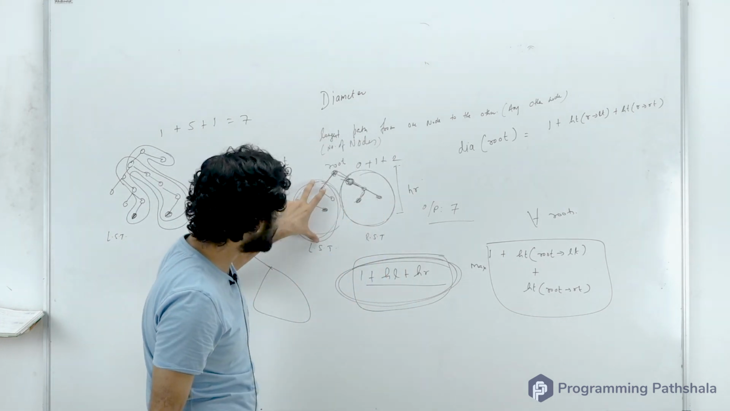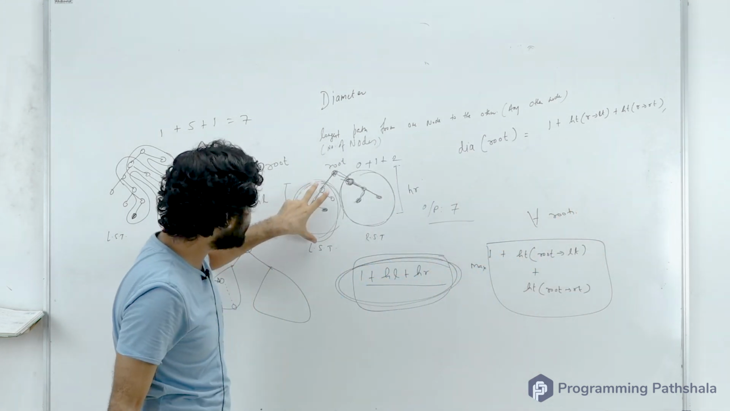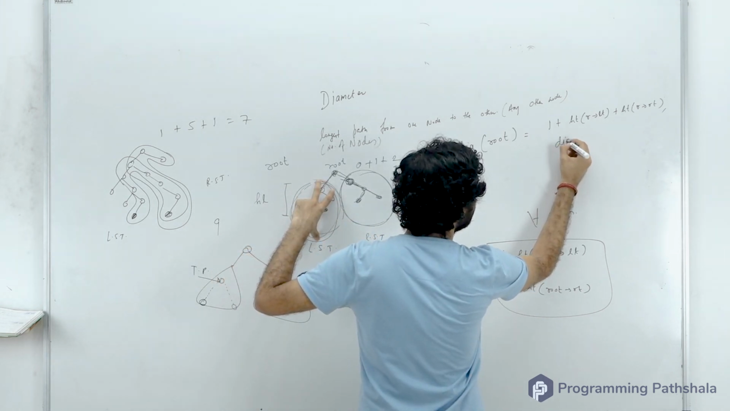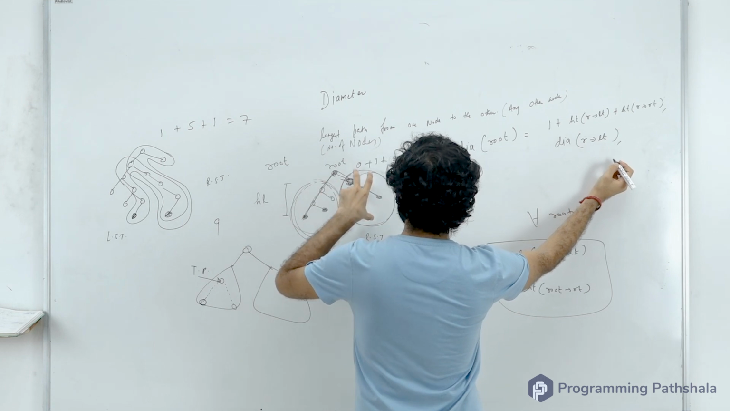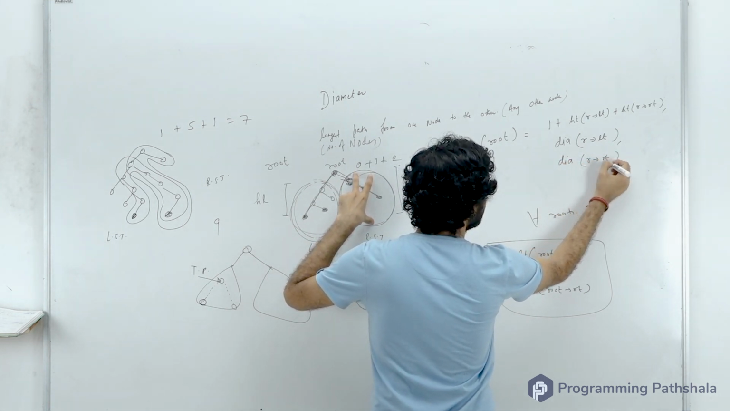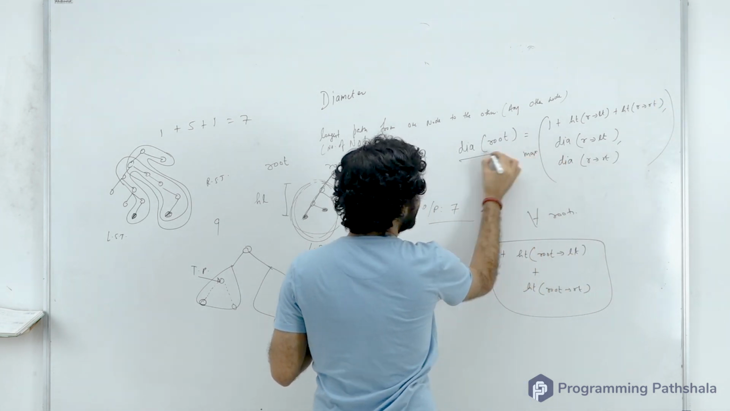So how do I write my second option? This was my first option. My second option would be the diameter of this tree. So the diameter of this tree can be written as the diameter of the tree which is rooted at root left. Similarly, the diameter of this tree would be the diameter of the tree rooted at root right. And whatever is the max of these three, that would be the value of this.